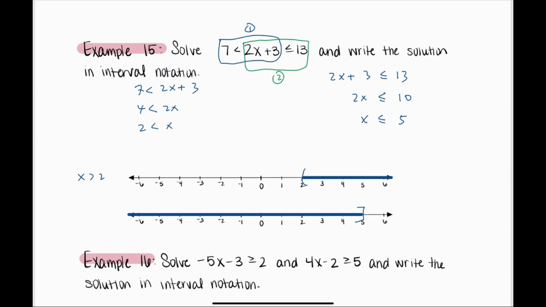To find the solution to the compound inequality, we look for the intersection of the two solution sets. The overlap occurs between 2 and 5. So, the solution in interval notation is from 2 to 5, with a parenthesis at 2 and a bracket at 5.